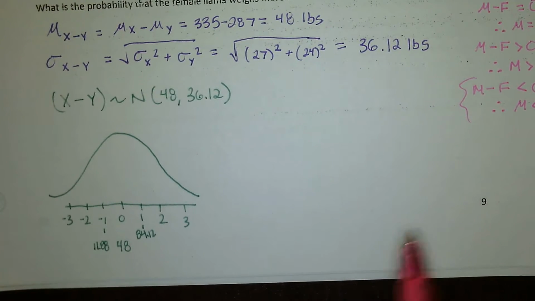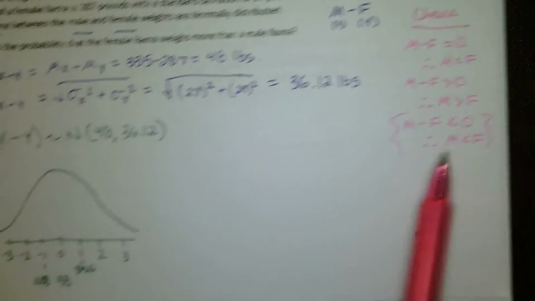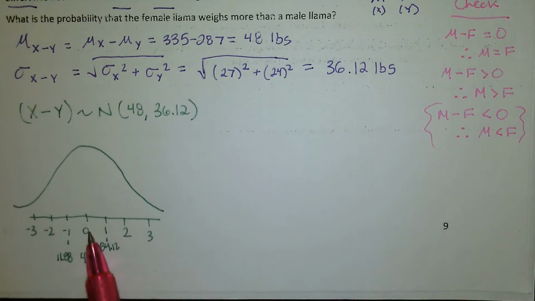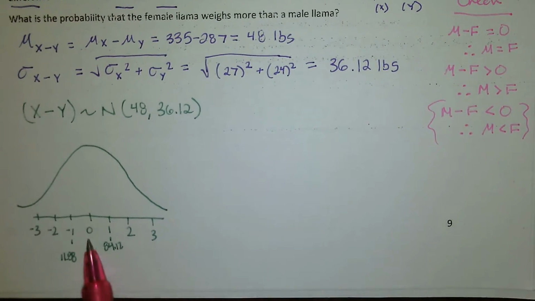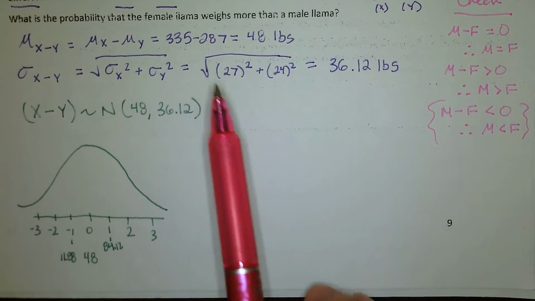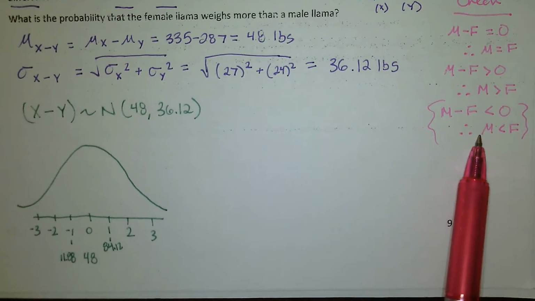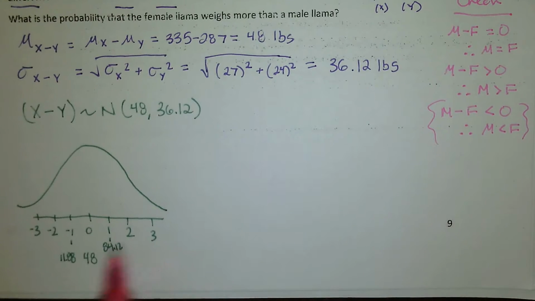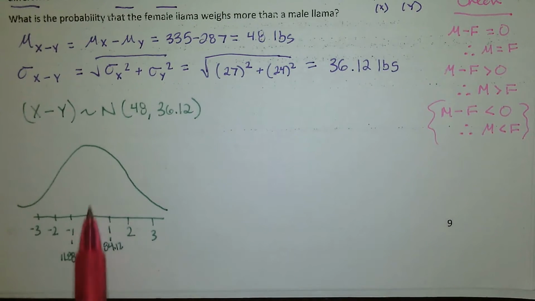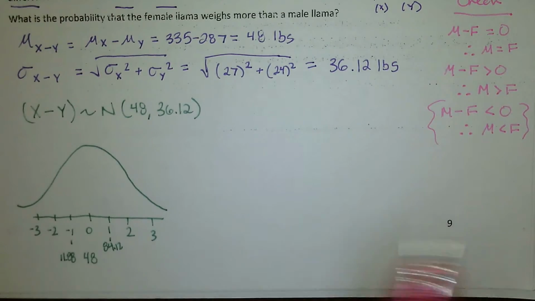Because now what I can do is look for 0 on this curve, and this is where it gets kind of tricky. I'm not looking for a standardized 0, because that would put me right at the mean. I'm not looking for where the male and the females weigh exactly 48 pounds. I'm looking for where the females weigh more than the males, which is 0 in terms of the observation. So that's not going to go on the standardized normal curve. That's going to go on our observation curve here.